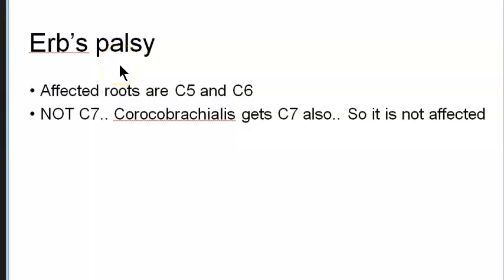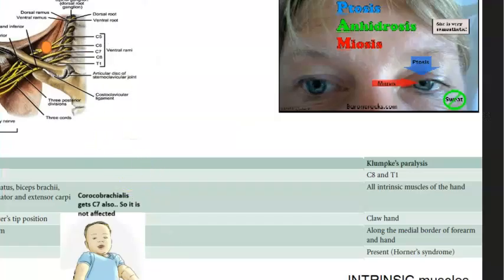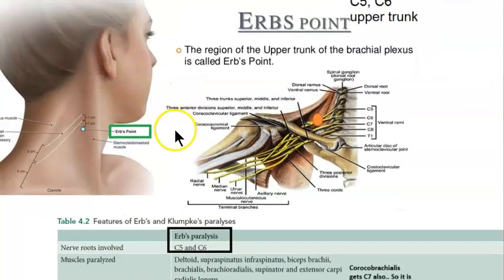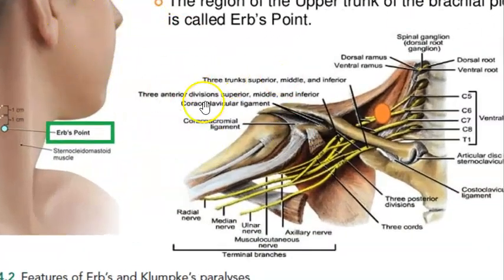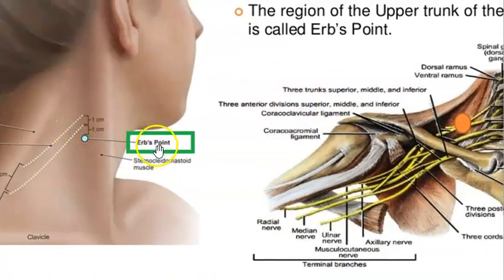Now, they have asked in the exam about Erb's palsy. One mark they have asked: in Erb's palsy, why are the musculocutaneous nerve muscles affected? So, what is Erb's palsy? First of all, there is Erb's point, somewhere here, that's what they've shown.